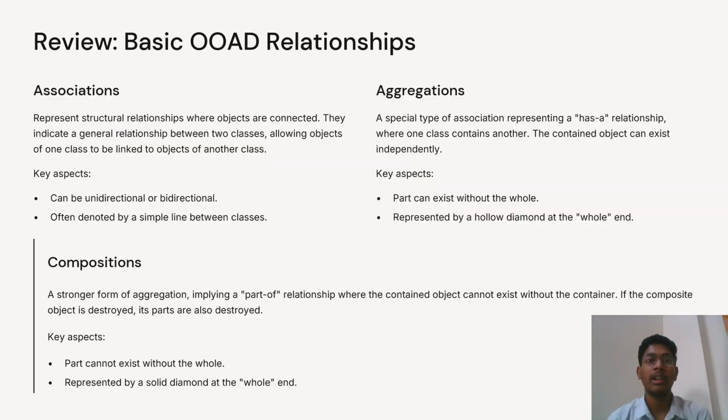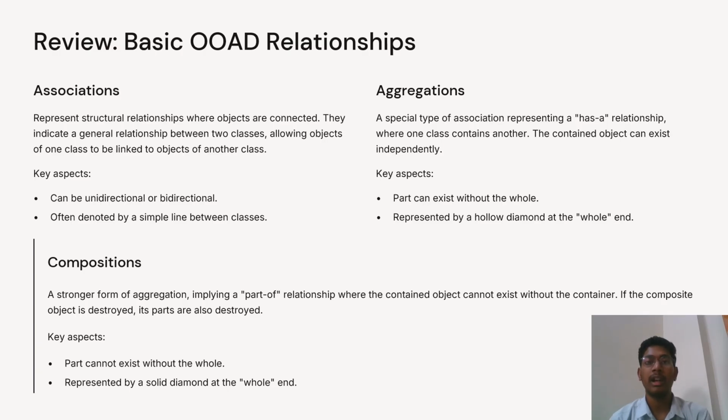Review: basic OOAD relations are association, aggregation, and composition. Association represents a structural relationship where objects are connected. It indicates a general relationship between two classes, allowing objects of one class to link to objects of another class. The key aspects of association are that it can be unidirectional or bidirectional, and it is often denoted by a simple line between classes.